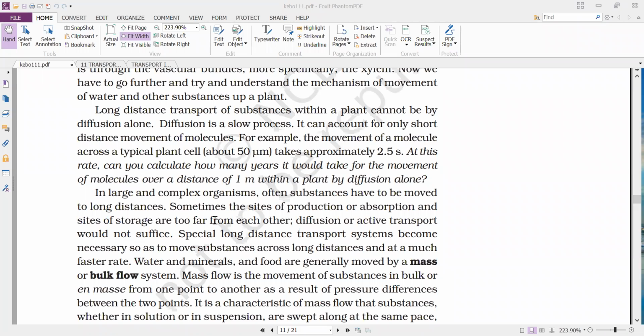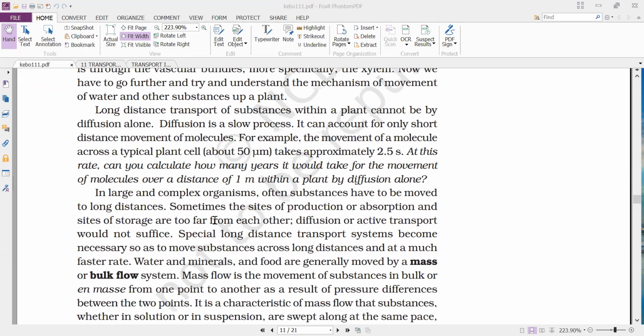Okay, it will take some years for the transport of a molecule to a distance of 1 meter at this rate by the diffusion process. That's why we are very clearly saying that the long distance transport of molecules in plants will not occur by diffusion alone.